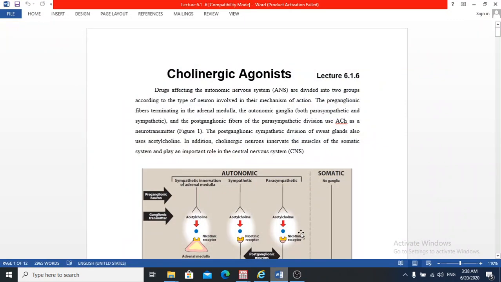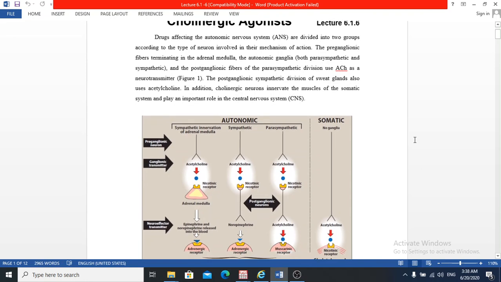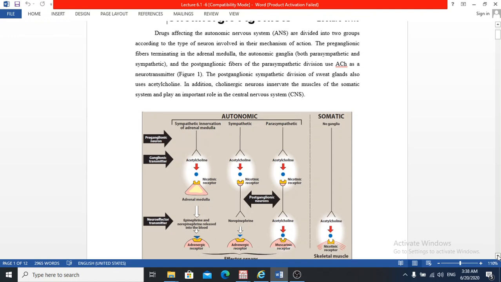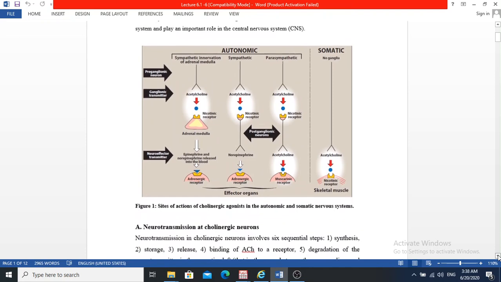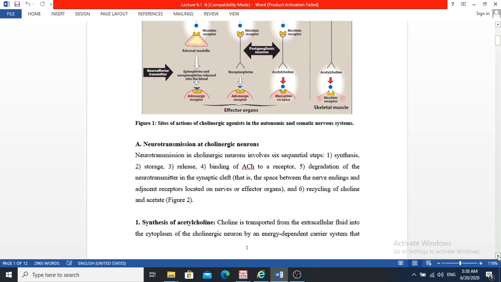Dear students, now we will come to the lecture of cholinergic agonists. You will see the autonomic nervous system, somatic, in front of you, a picture with all branches of the autonomic nervous system. We discussed it very well in the previous lecture. So let us start with the neurotransmitter at cholinergic neurons.